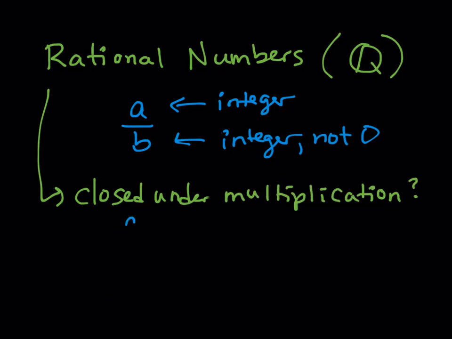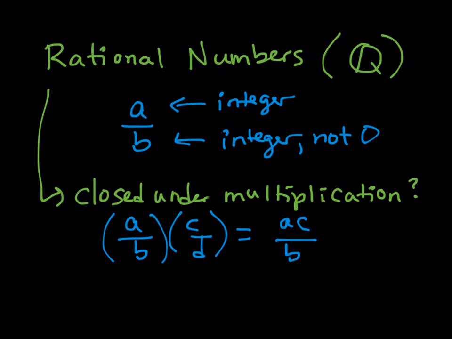All right, how about multiplication? If we have a rational number a over b times c over d, is that rational? Well, this is going to be ac over bd when we multiply, and a times c, so an integer times an integer, is still an integer, so numerator is an integer, denominator is an integer, and I just need to check and make sure that that's not 0.